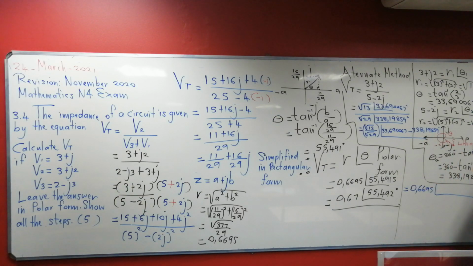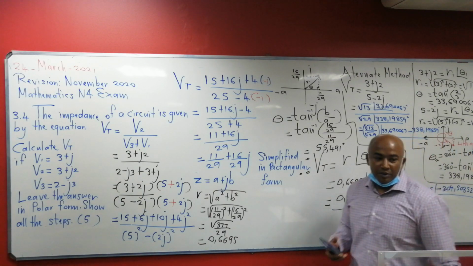Your angle is going to be different now. You need to understand why. So that's 33.690067 minus 338.19859. We get a negative angle, minus 304.508523 degrees. So this is trigonometry now.